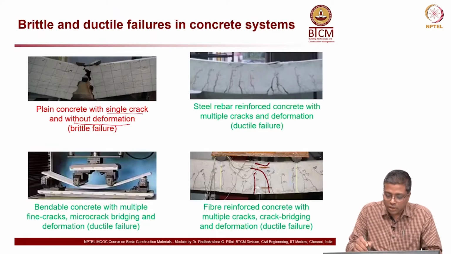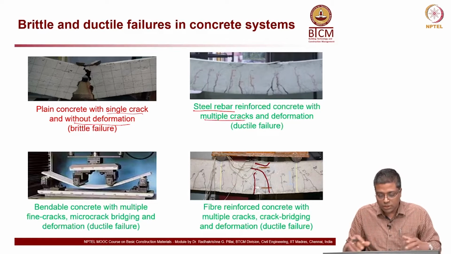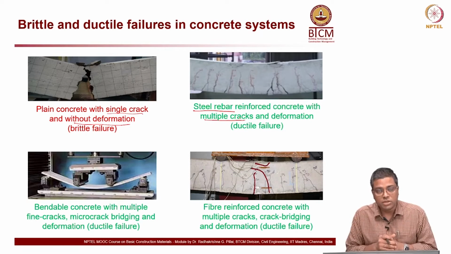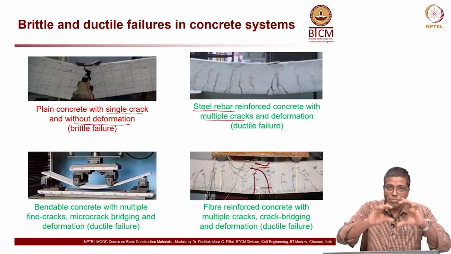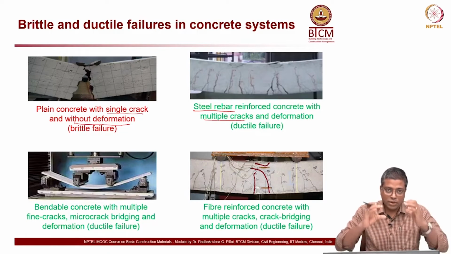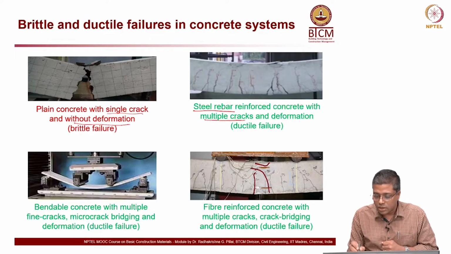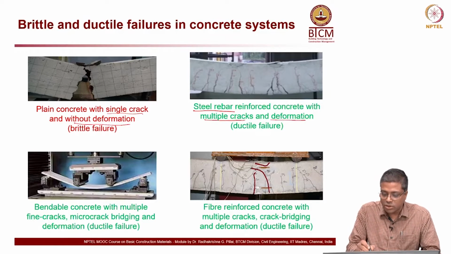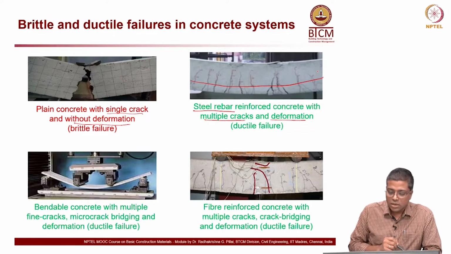Now, look at the right side top figure, where steel reinforcement is there and the concrete has multiple cracks. All these four images are from a flexure test, or the bending test. You take a beam and try to bend it, and then we see how it behaves under the transverse load. Here you can see there is a deformation. In other words, this beam has a small curvature now. It was originally straight.